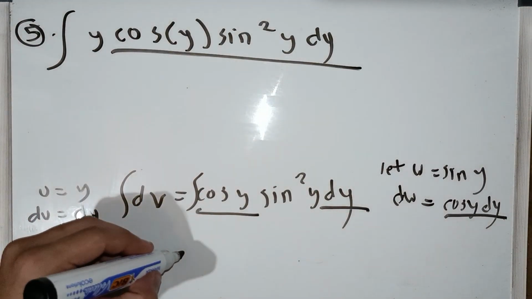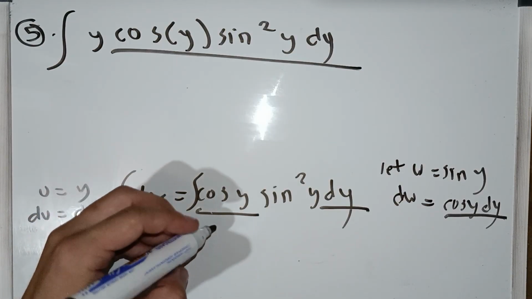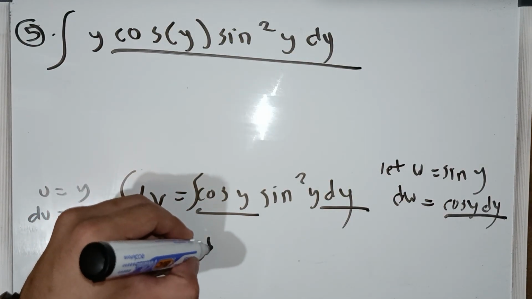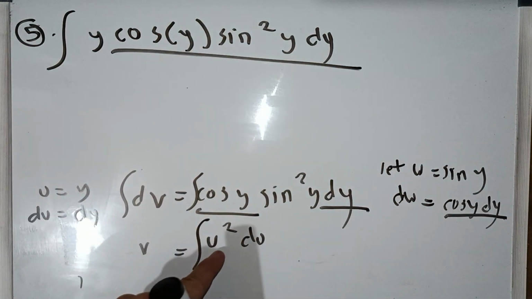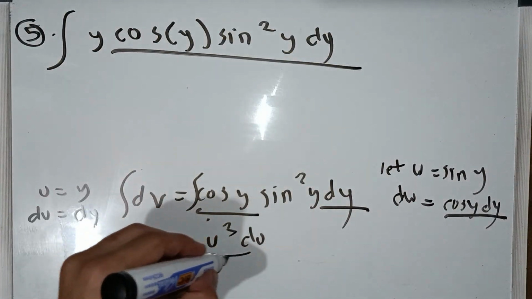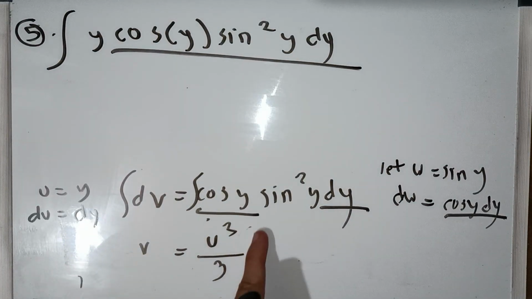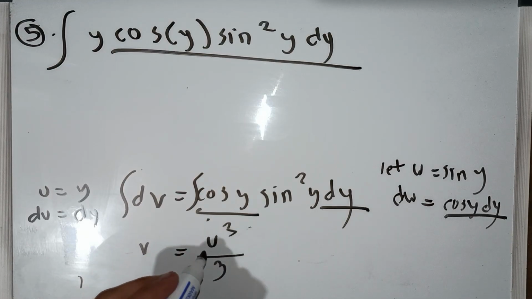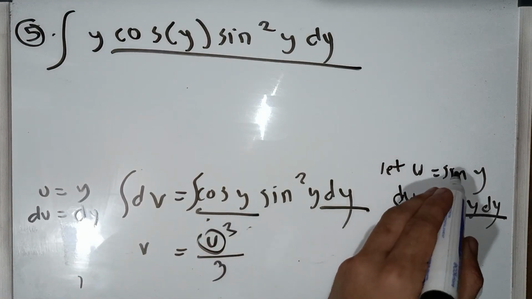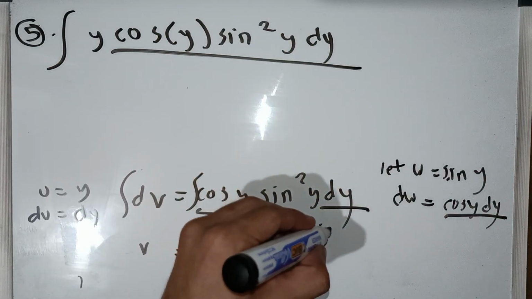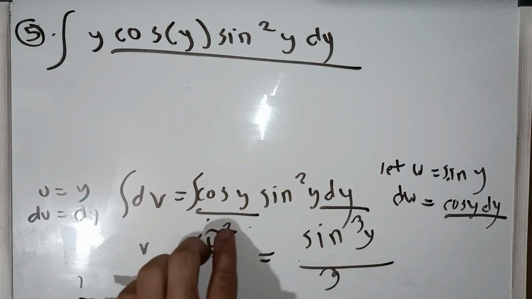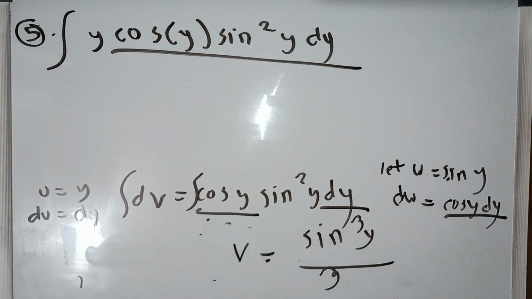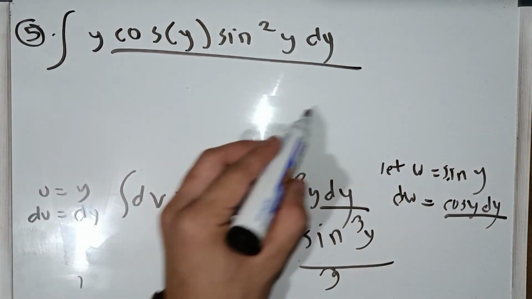So that now will become v. Let's integrate this directly, so that gives us w raised to 2 plus 1 all over 3. Let's erase the dw. We can rewrite this, since we have the value of w, which is sine y, so that is equal to sine cube y all over 3. So now we have the value of v, which is sine cube y over 3. We can now use integration by parts to solve this problem.